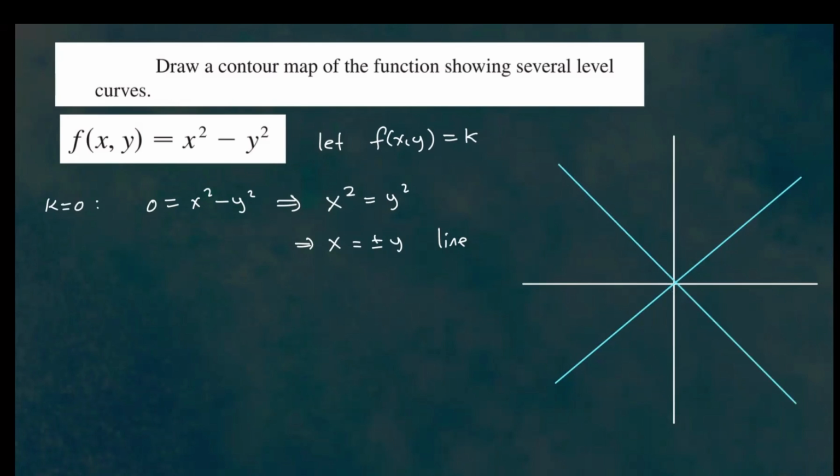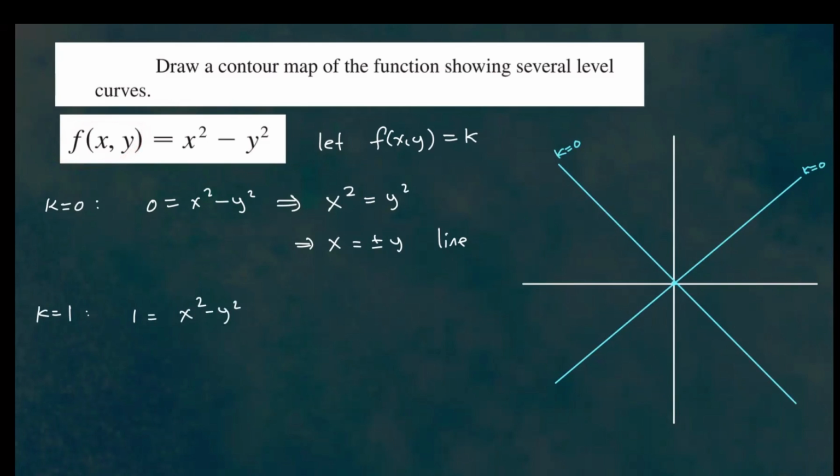So this is our graph. They're passing through the origin. Both of these represent the level curves when k is equal to 0. Now let's take a look at another level. For instance, I can pick k to be a convenient value, 1. If k is 1, I'm setting f of x comma y to 1. So I have 1 is equal to x squared minus y squared.